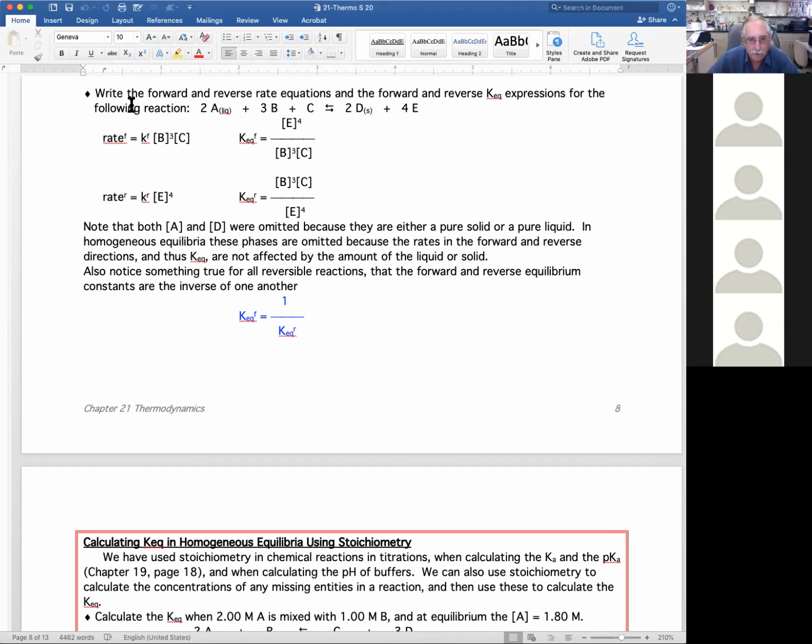And now, hopefully you notice this. The equilibrium constant in the forward direction is equal to the inverse of the equilibrium constant in the reverse direction. They're inverse to one another, because all you've really done is change the definition of what is a reactant and what is a product.